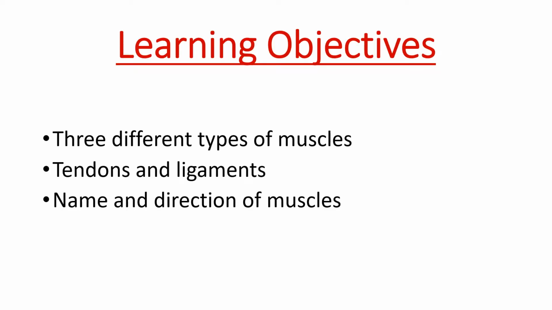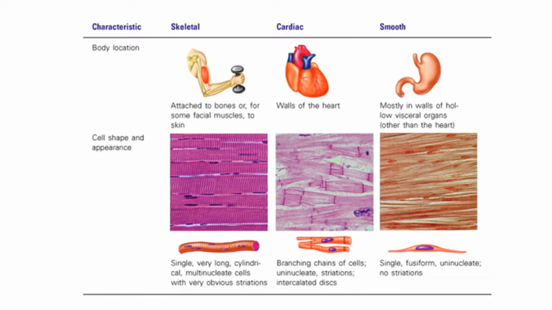Okay, so the learning objectives here: just talk about the three different types of muscles, what are tendons, what are ligaments, and the names and directions of muscles. All right, three major kinds of muscles: we've got the skeletal muscle, cardiac muscle, and smooth muscle.